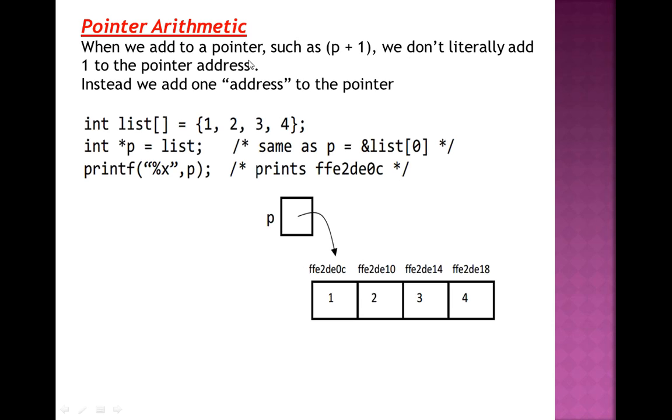Next, pointer arithmetic: how can we add? We can add values depending on the memory location, depending on the size of the data type. It can be incremented, decremented, divided or multiplied. Means we can perform any arithmetic operation: it may be addition, subtraction, multiplication, or division. Any operation we can perform on the pointers.